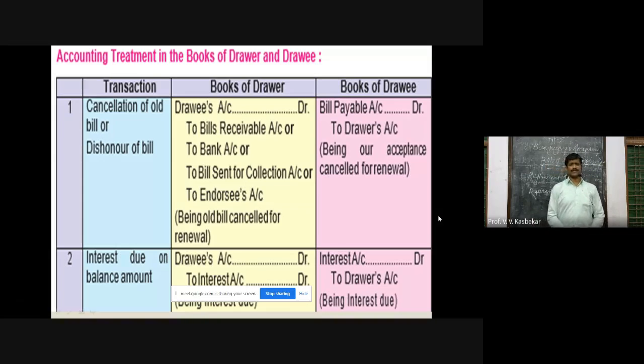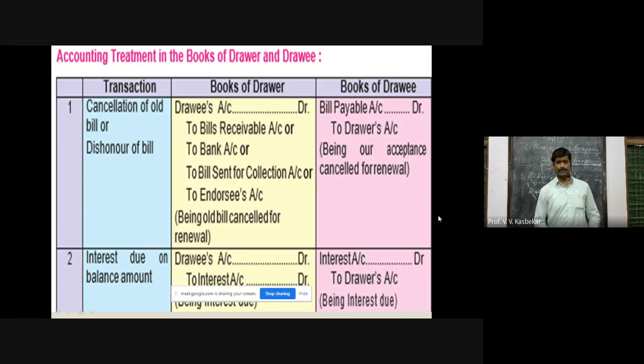For that purpose, let us see some specimen journal entries for renewal of the bill. Accounting treatment in the books of drawer and drawee. There are transactions given. Let us see cancellation of old bill on dishonor of bill. Now, in various conditions, when the original bill is cancelled, the bill may be retained by the drawer, the bill may be endorsed by the drawer, or the bill may be sent for collection. In various circumstances, there will be various journal entries.